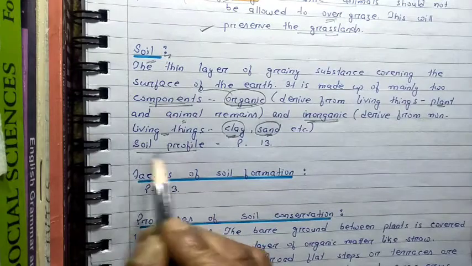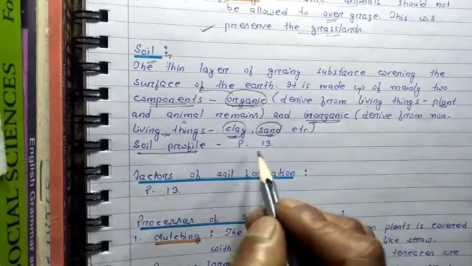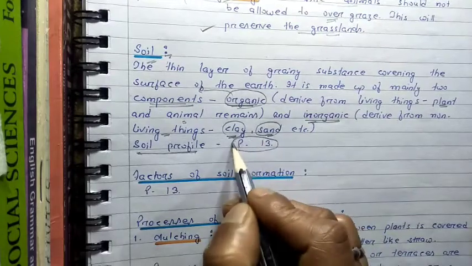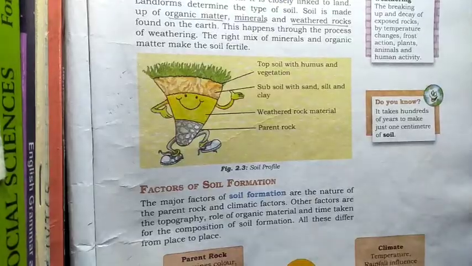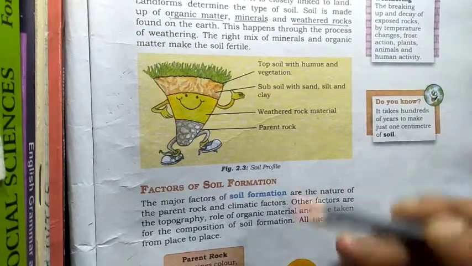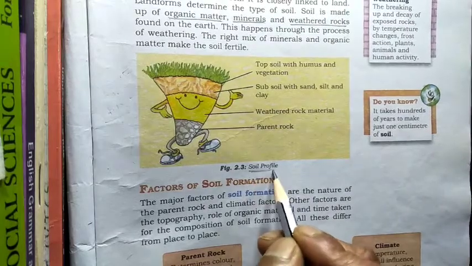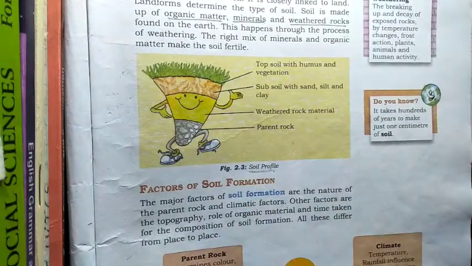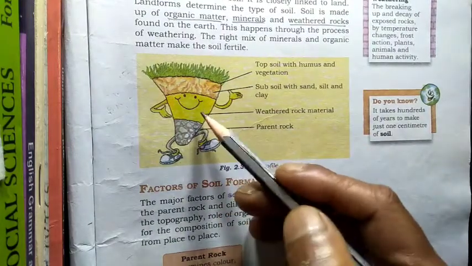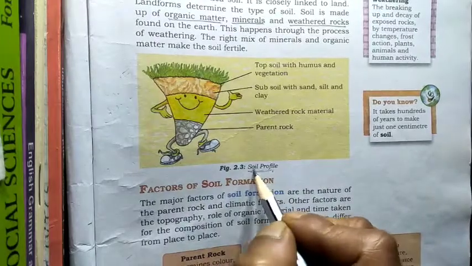Soil profile. What is the meaning of soil profile? If you want to see it properly, let me take the help of page number 13 of your geography book and let me explain what it is. Here you can see, this is page number 13 of your geography book. This is a soil profile. Means you can see here the different layers or the different portions of the rocks or the soil is given.